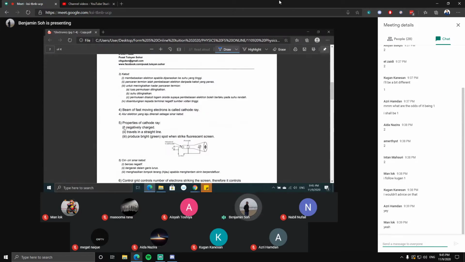Isn't it negatively charged? Because they are electrons. They travel in straight line. They don't travel zigzag, right? They travel straight line. Correct? They will be focused by the focusing anode. They will be deflected by Y plate, X plate, but originally they are moving in a straight line. Correct? And they actually produce bright spot or green spot when they strike the fluorescent screen. Understand? Okay.